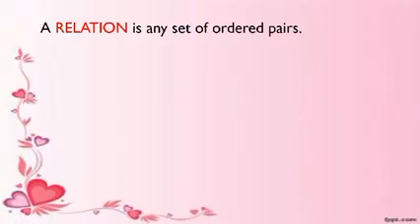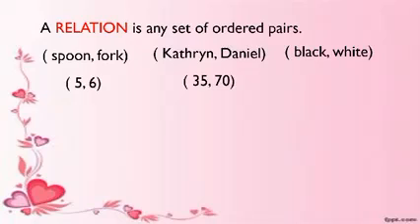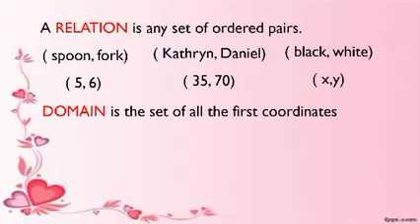A relation is any set of ordered pairs, like spoon, fork; Catherine and Daniel; black, white; 5, 6; 35, 70; X, Y. So, ordered pair siya. Pares, ibig sabihin dapat dalawa. Okay? Domain is the set of all the first coordinates. So, sabi nga natin kanina, pair, pares, dalawa.